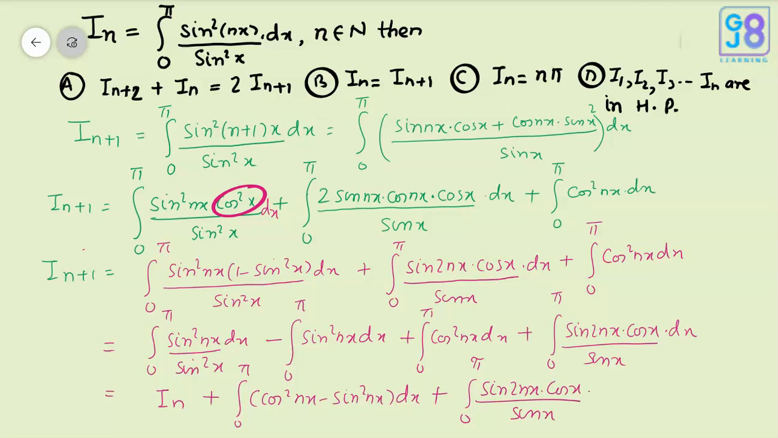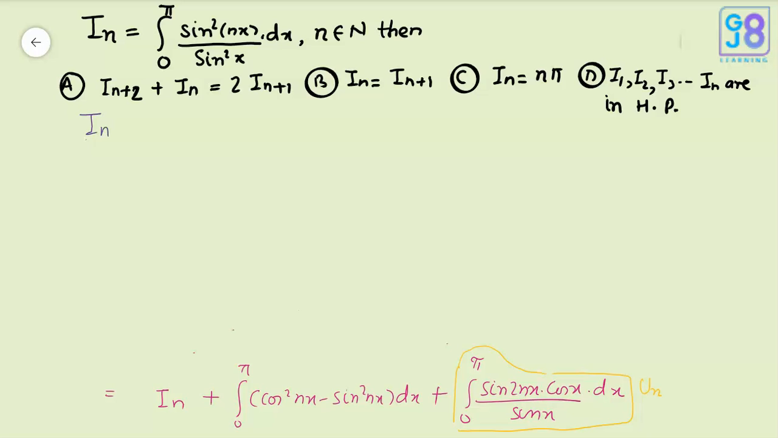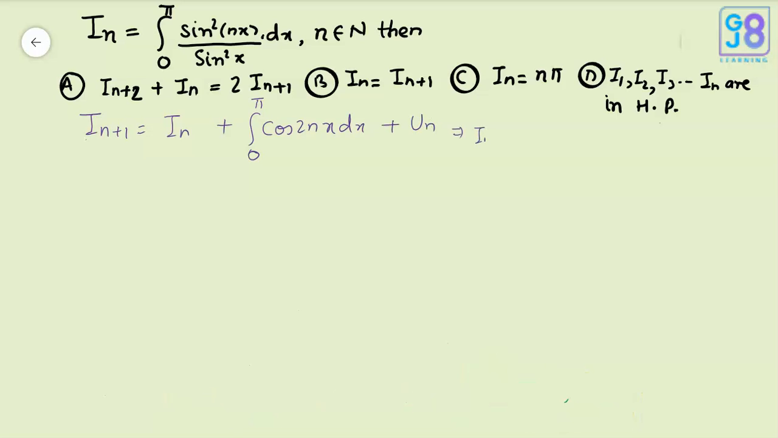You will see the first integral has now become simply I_n. Now let me denote the last integral by some different symbol, U_n. So if we clear whatever we have written, we can conclude that I_(n+1) is I_n plus integral 0 to pi cos 2nx dx plus U_n. Now let me integrate cos 2nx. So we have I_(n+1) equals I_n plus sine 2nx over 2n, with limits from 0 to pi, plus U_n.